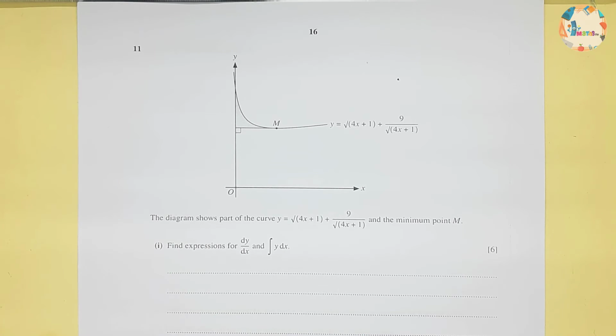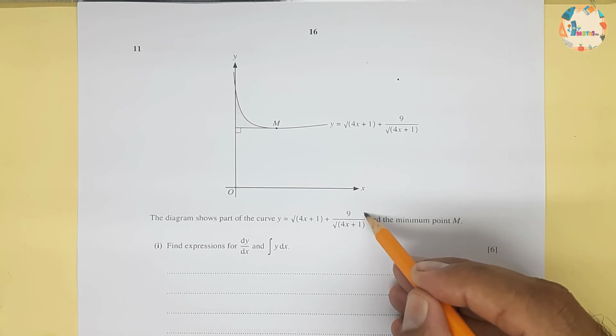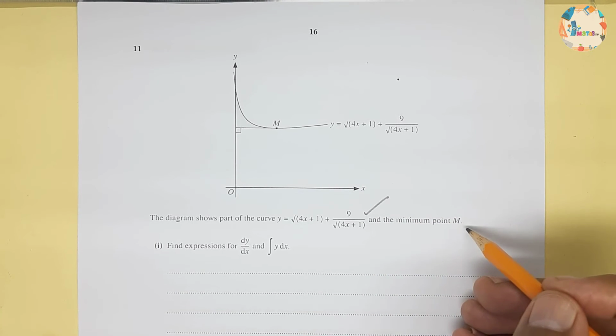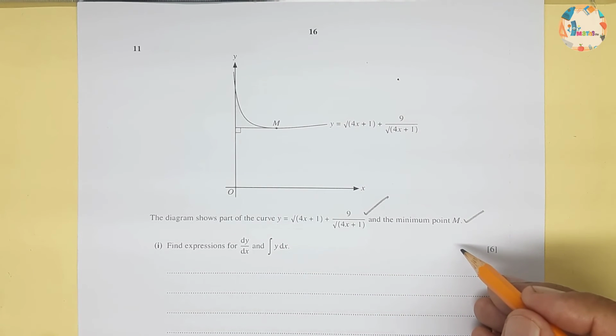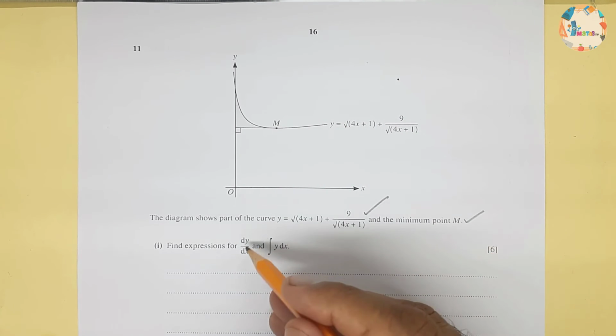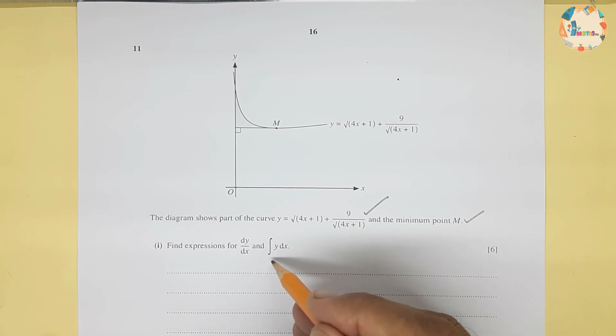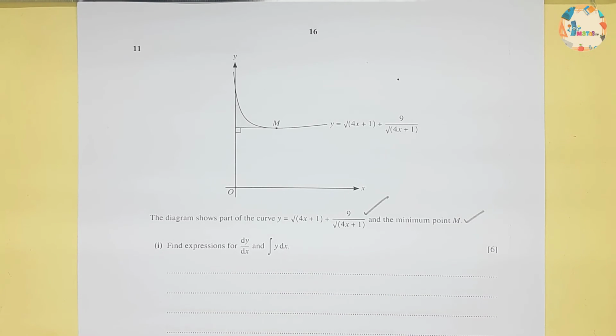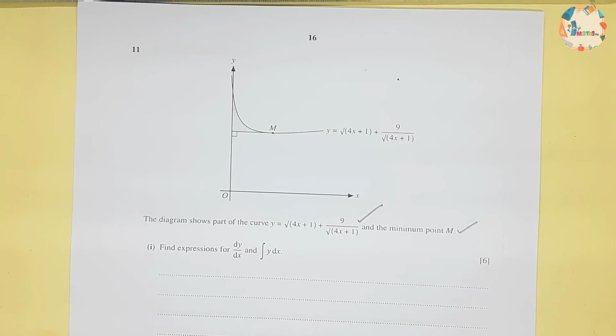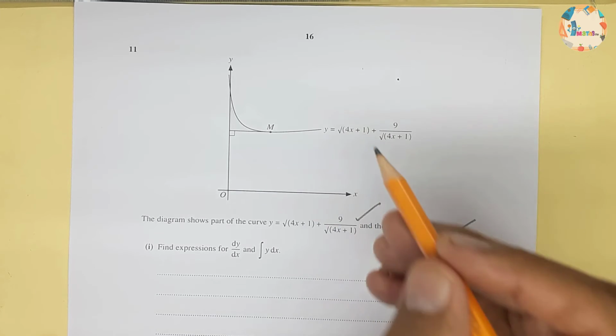Drawing is provided, basically a curve is there. The diagram shows part of the curve y is equal to this one, the equation is given, and the minimum point M. This is the minimum point M. Find the expression for dy by dx and the integral of this one. And so first of all we can find the derivative of this given equation.